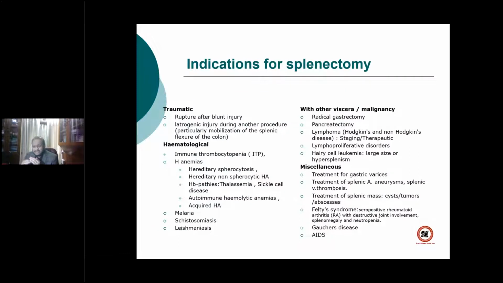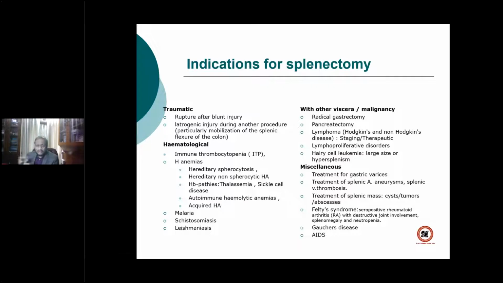Now, when we as surgeons talk about splenomegaly, we are basically concerned, as I told you last time, with the surgeon's spleen. So what do we talk about, surgeon's spleen? It is basically a spleen which may require splenectomy. So what are the indications for splenectomy in a splenic pathology?